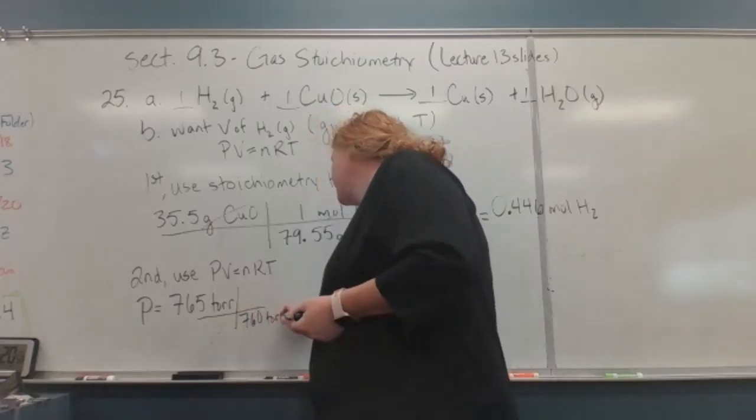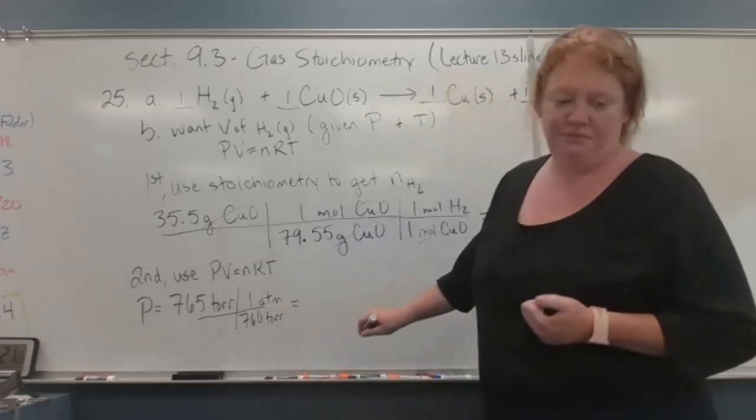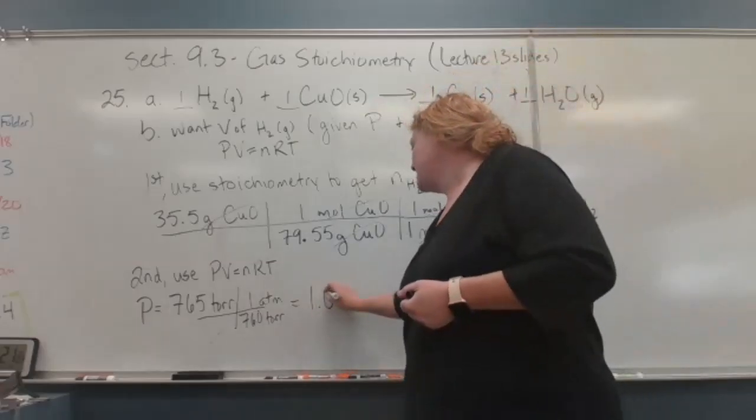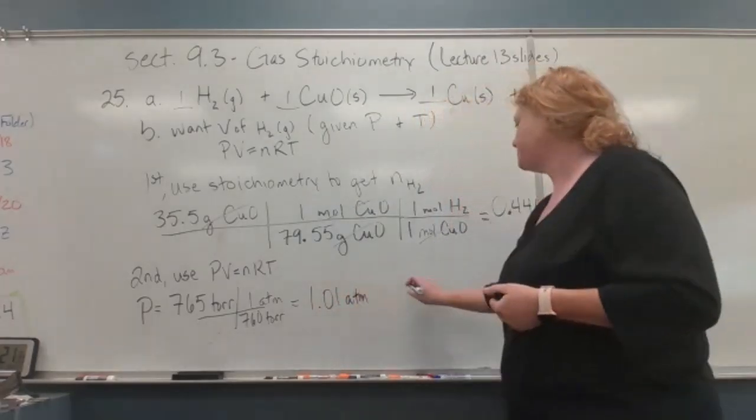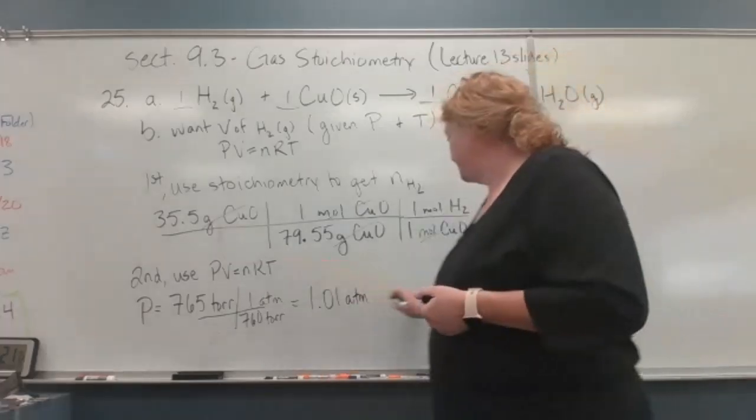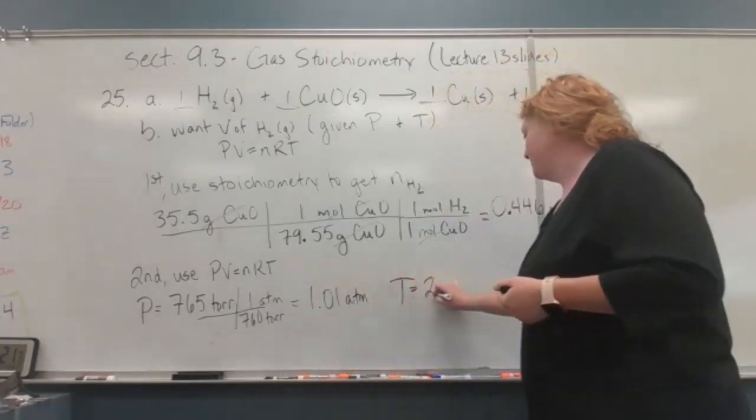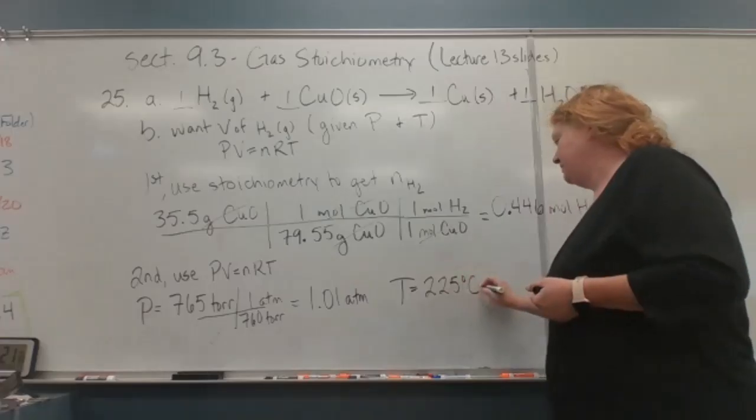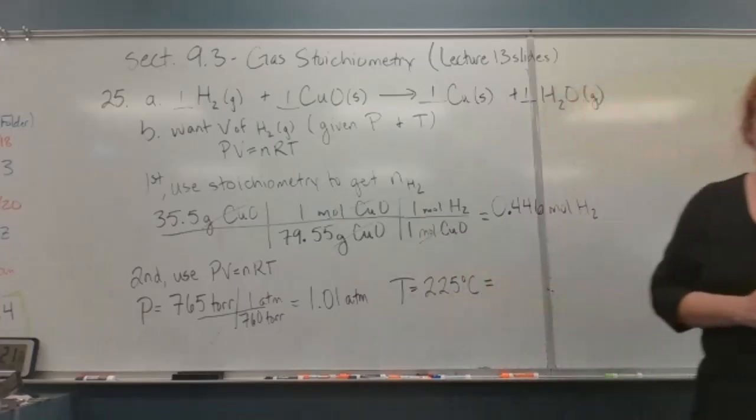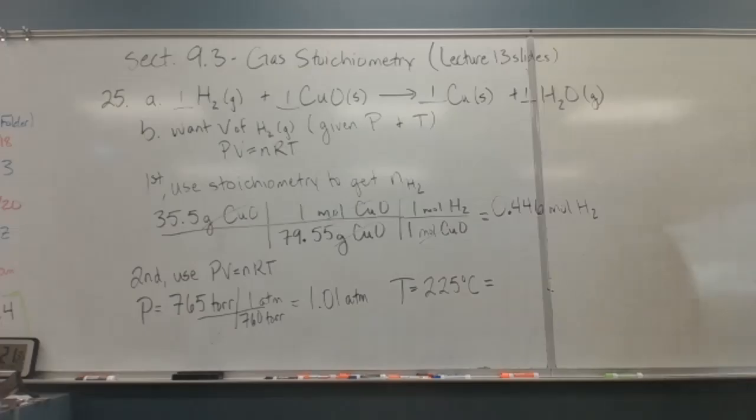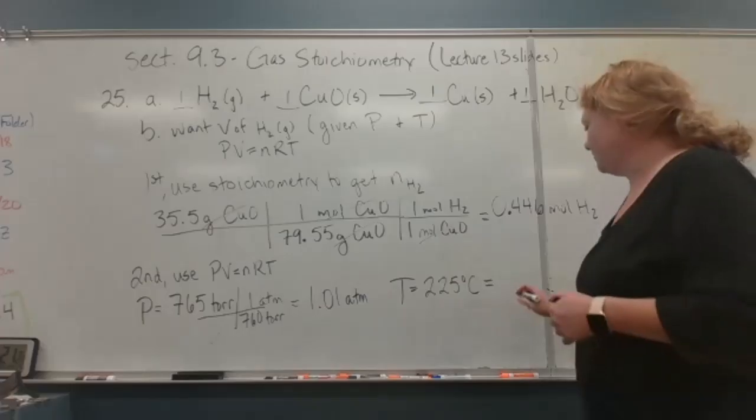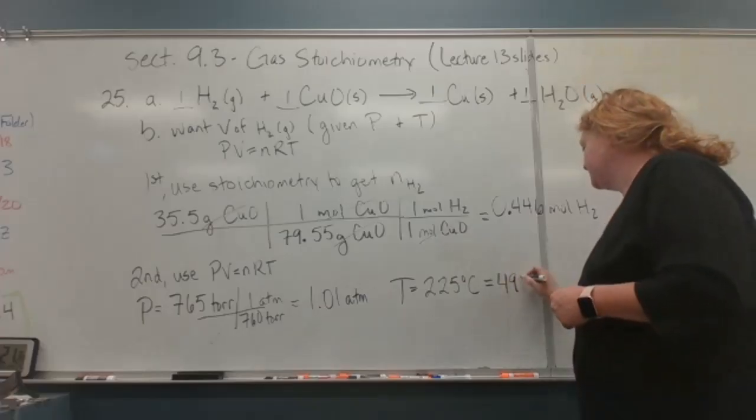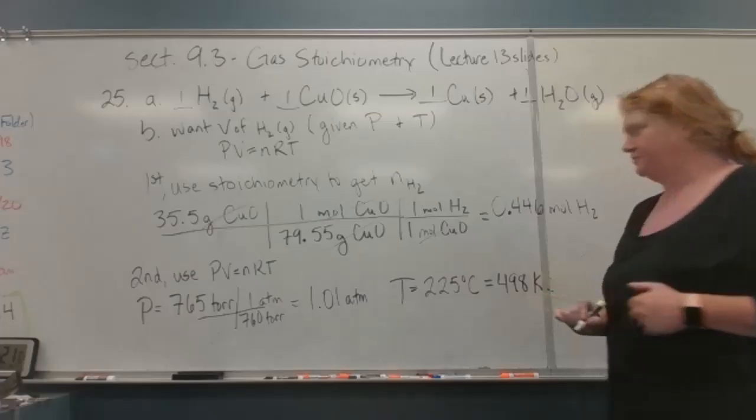760 torr equals 1 atmosphere. So this comes out to be about 1.01 atmospheres. The temperature, 225 degrees C, must be in Kelvin for any gas calculation. Add 273.15 to convert from Celsius to Kelvin, and that gives you 498 Kelvin.